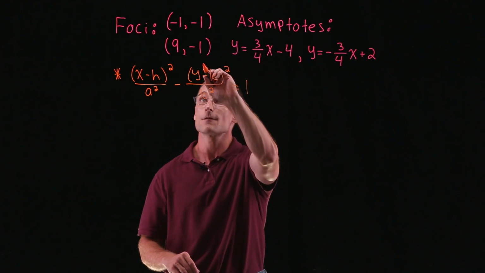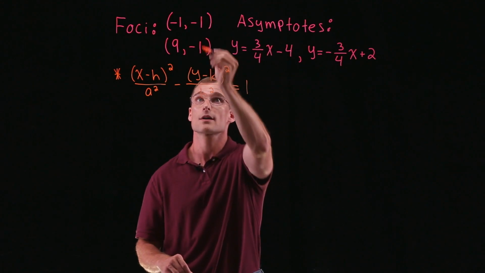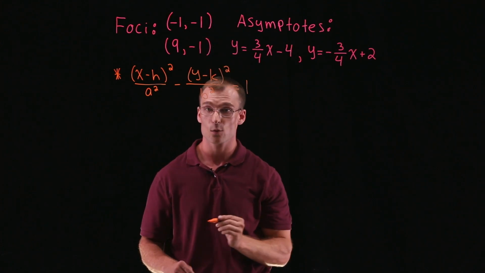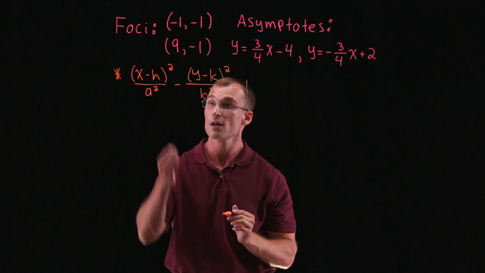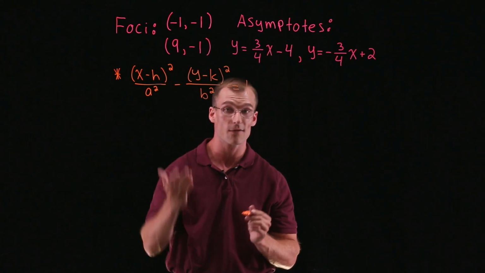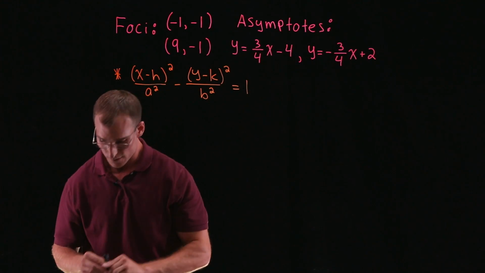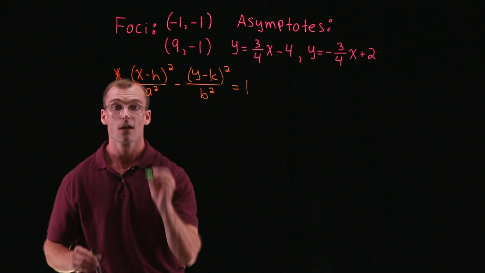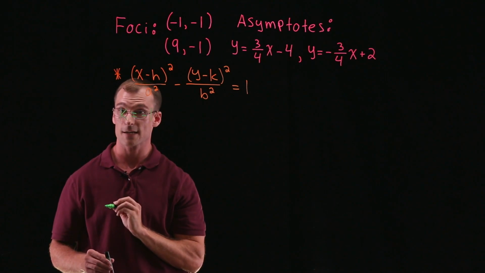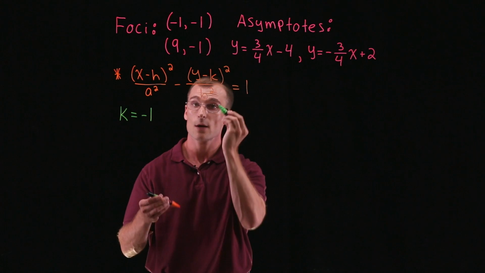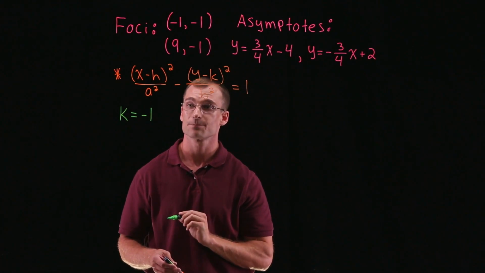Now, if we look again at the foci, we see that the y-coordinate is the same, and the y-coordinate would be the same for all other points on that transverse axis, including the center, which has coordinates x value h, y value k. So that tells us that our k, at least, is equal to -1. So we got one part of it. How can we find the rest?